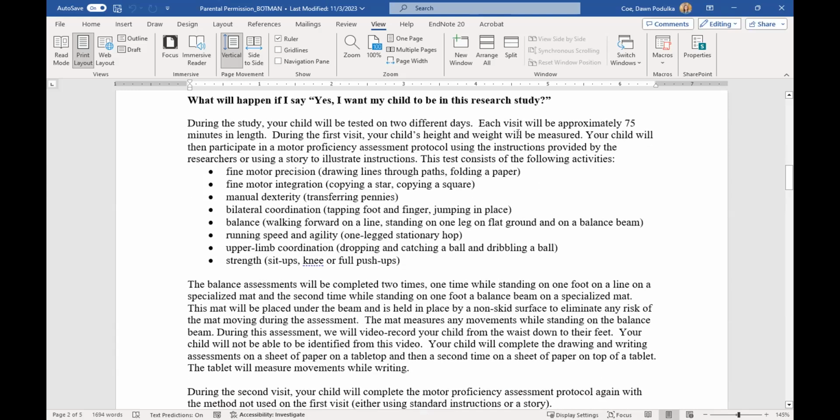If they say yes, we outline everything that the child will do in the study. So this just gives an example of the different activities that the kids will do during the study. We've added a couple extra assessments. They'll do a balance test the traditional way, and then they'll also do the balance test on a force plate, so that we can get some extra information.